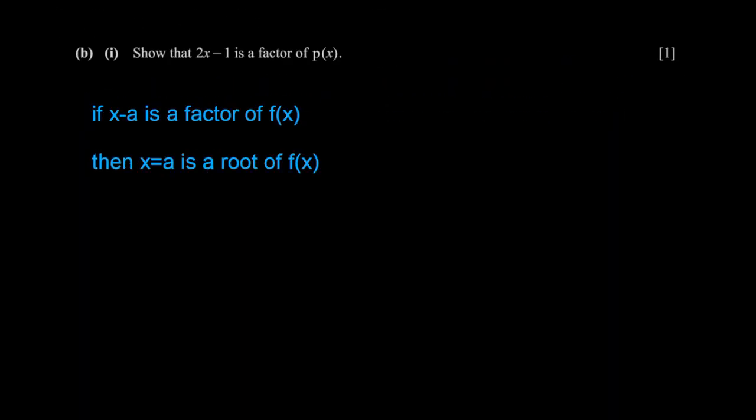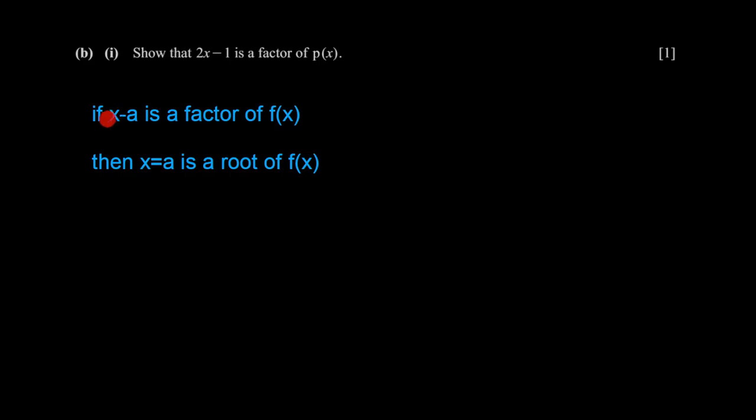Part B, we want to show that 2x minus 1 is a factor of p of x. Well, okay, this is using the factor theorem. Now, the factor theorem is actually basically a consequence of the remainder theorem, if you really think about it, but I'll write it out here nice and simply for you.